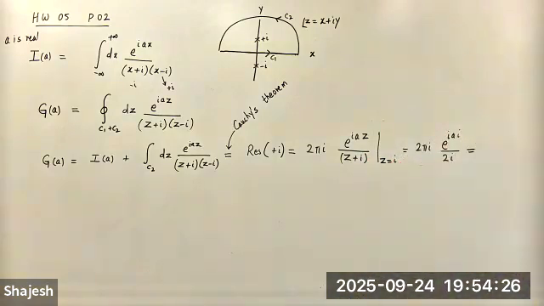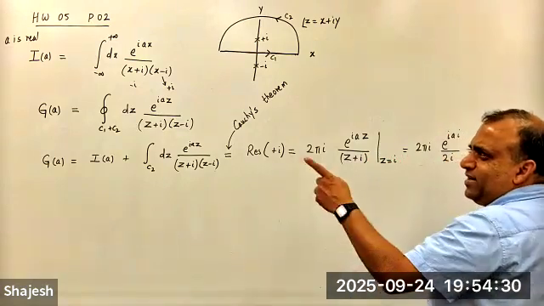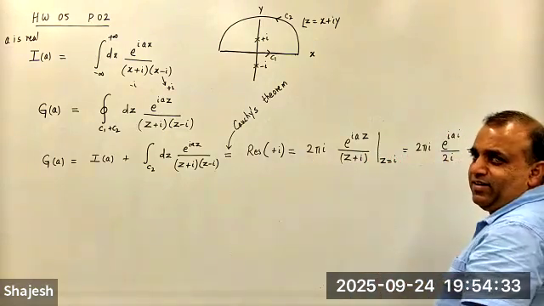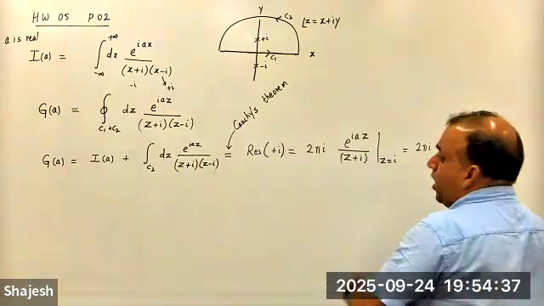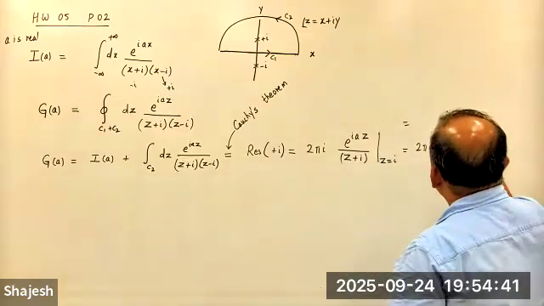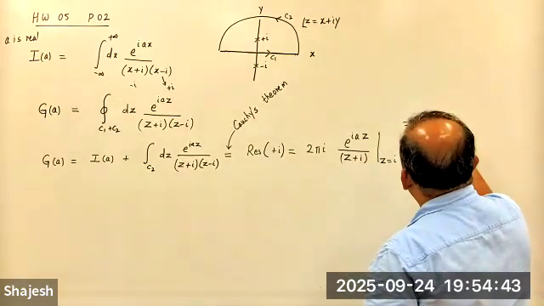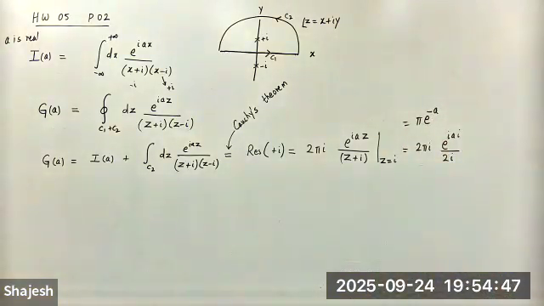Which is equal to, this is equal to, 2i cancels out, so it is pi times e raised to minus a. Is that clear? Yes.